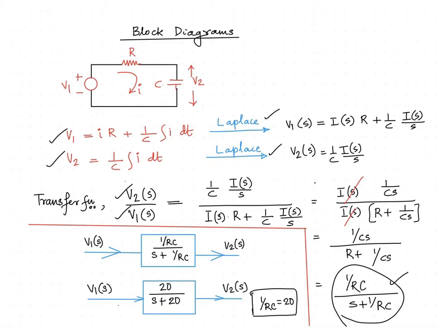If I try to write this transfer function as a block diagram, I can use this diagram. That is, it has a single block whose transfer function is (1/RC) by (S plus 1/RC), with an input signal V1(S) and an output signal V2(S). If I give some numerical value, then it can be written like 20 by (S plus 20). So 1/RC is equal to 20. In any transfer function, the numerical values actually depict some key elements in the system.